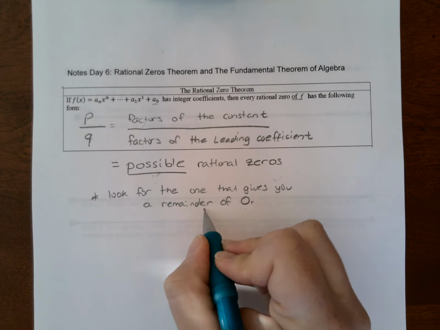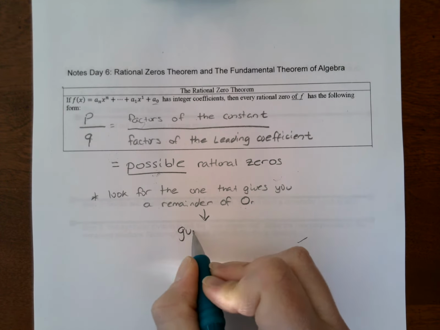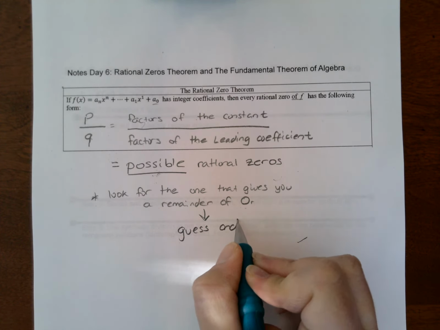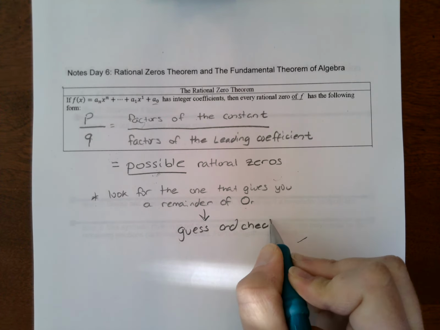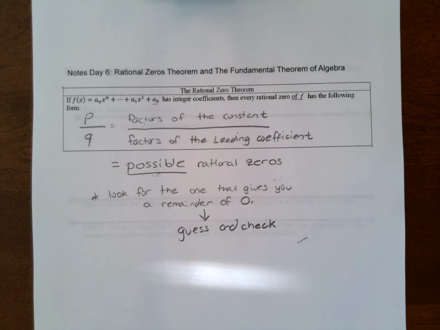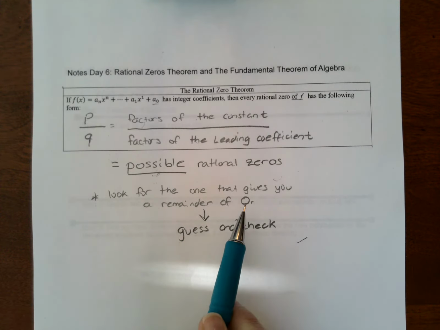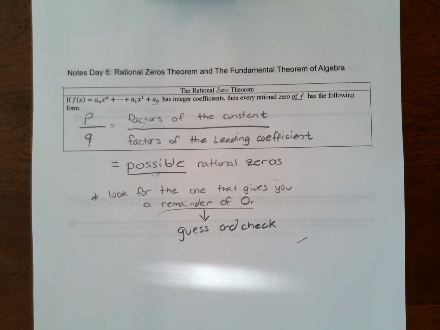And guess what? The only way to do that, guess and check. That's the part that stings. You have to physically go through each of the possible ones and see, all right, is this one going to give me a remainder of 0? Is this one going to give me a remainder of 0? And it is purely guess and check. There are no shortcuts. There's nothing like that. You have to guess and check until you get one that gives you a remainder of 0. So the best way to do this is by example.